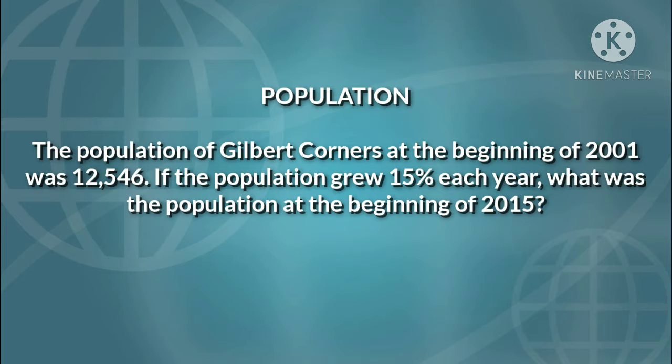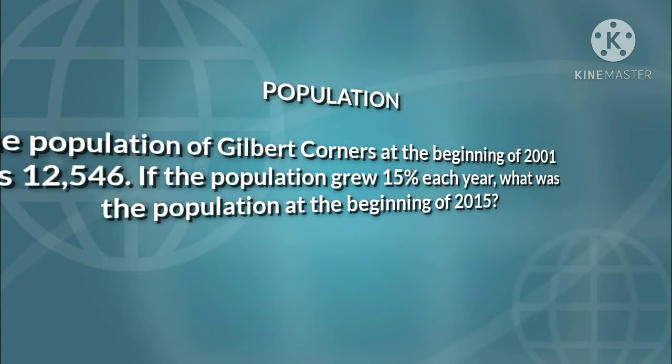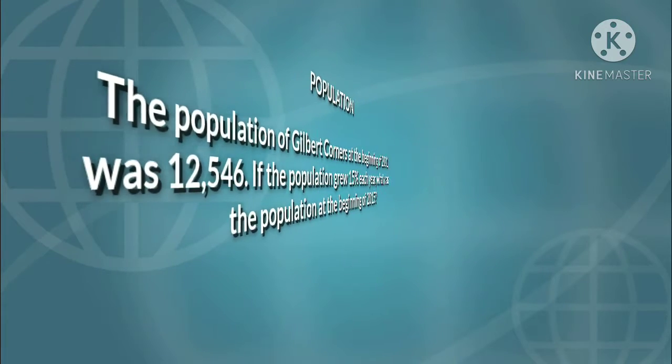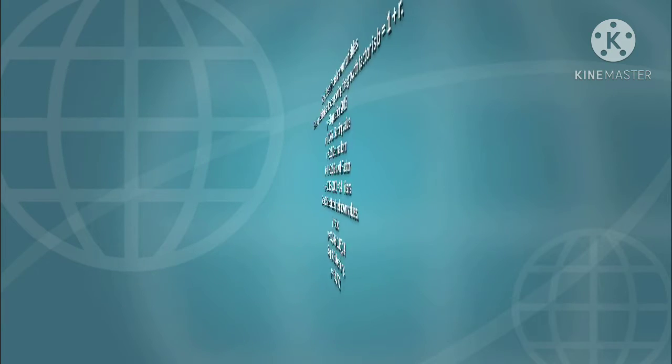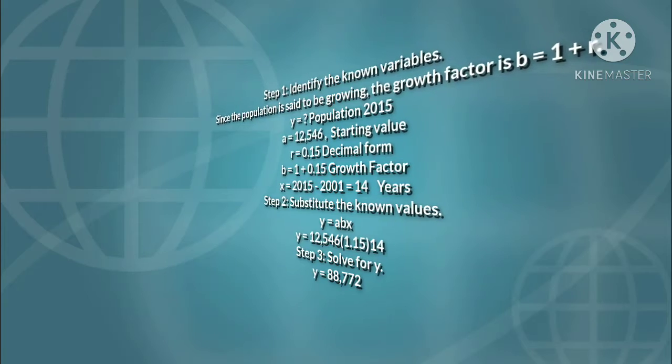Here is a life application. The population of Gilbert at the beginning of 2001 was 12,546. If the population grew 15% each year, what was the population at the beginning of 2015? Here we'll need the exponential formula to know the rate of change. So basically you need to memorize the exponential formula.